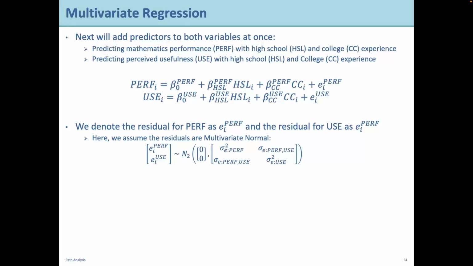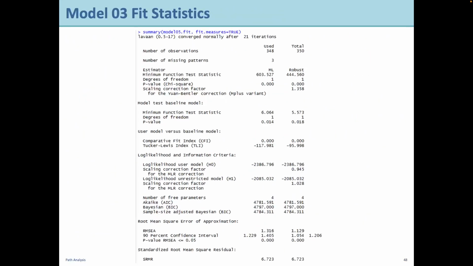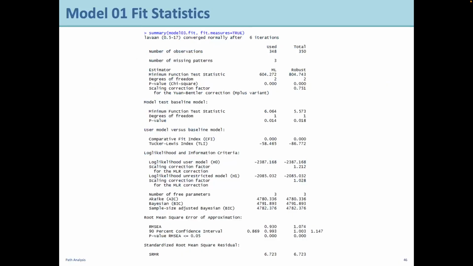HLMs, multi-level models, are a bit different. If you do linear regression, you won't see the things we're talking about here, where we talked about RMSEA and all these indices. We had this summary statistic. You won't see this for a linear regression with one outcome. But when you have two outcomes, you do.